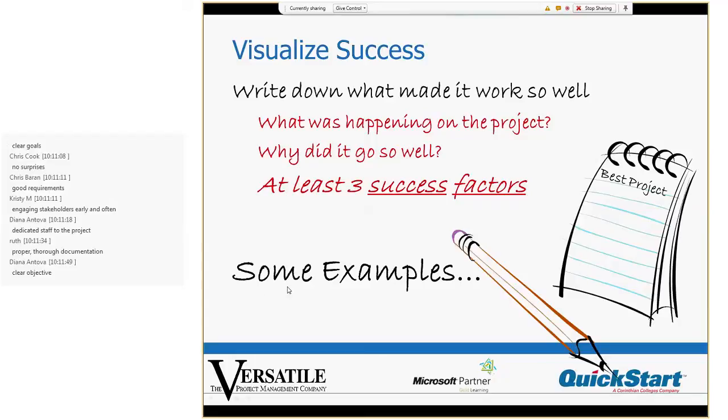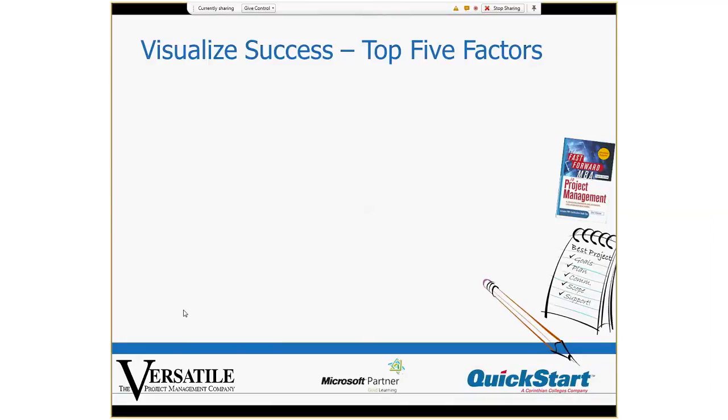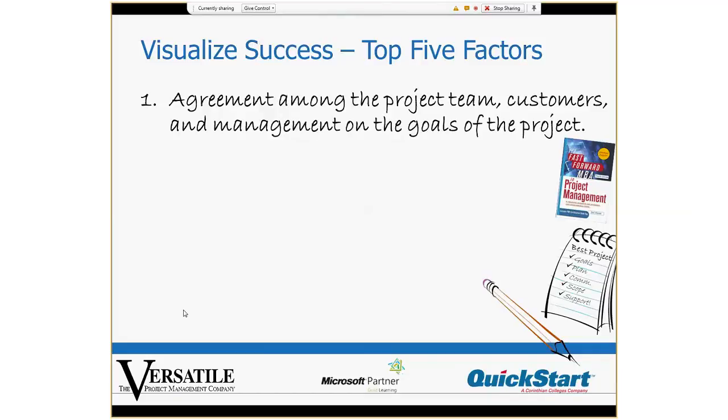What you're going to see is that I have asked this question probably 1,000 times to people just like you over the years. I've asked this question over and over to all of our customers because every time we run a class, we start out with this exercise. And so over time, you can imagine we've seen some patterns emerge. And what I'm going to share with you right now are the top 5 success factors that we've seen over and over. Number 1, and you've already got this written down, agreement among the project team, customers, and management on the goals of the project.